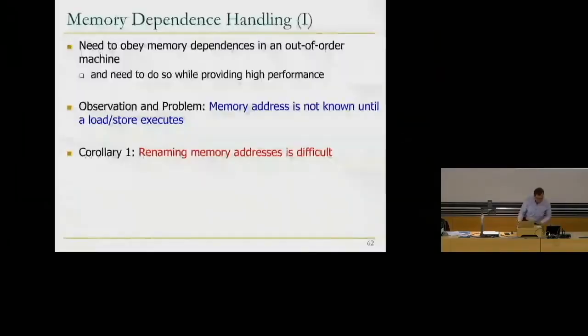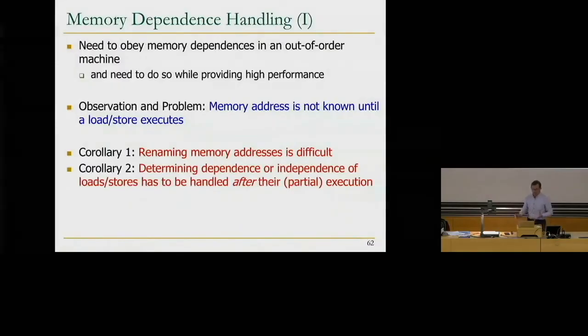So we're going to take a look at that a little bit. Okay. So essentially, determining the second corollary, what I showed you is determining the dependence or independence of loads and stores has to be handled after their partial execution. I say partial execution because a load has two steps: it generates its address, and then it loads the value in that address to a register. But address generation is just partial execution of the load. The next step is going to the memory and getting that location. But if you don't know if a store is writing to that address, then maybe you should wait.